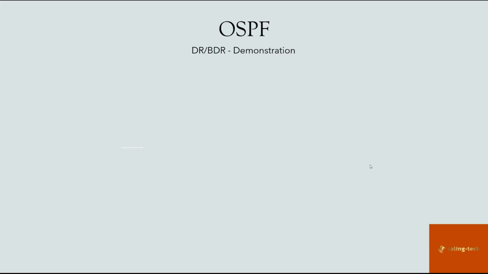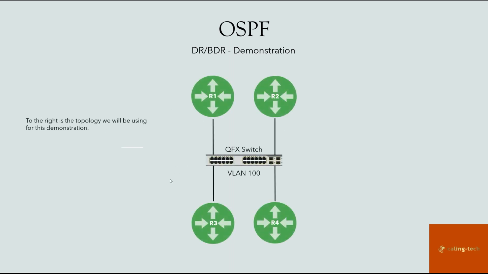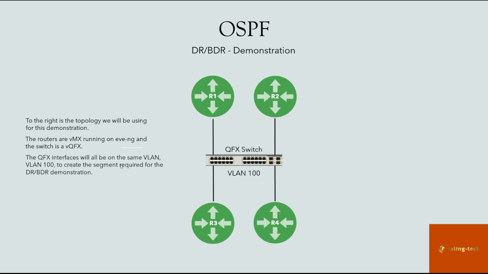Hi everyone, and welcome to this OSPF DR BDR demonstration. The topology we're going to be utilizing is shown here on the right hand side. The routers are VMX running on EVE-NG, and the switches are VQFX also running on EVE-NG. The QFX interfaces will all be on the same VLAN, which in this case is VLAN 100, and this is to create the segment required for the DR-BDR demonstration. During the demonstration, we'll also show complete OSPF commands to explain why the DR and BDR were elected. So let's get on with the configuration.